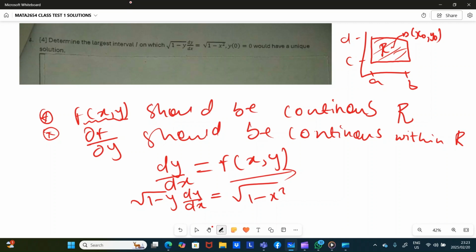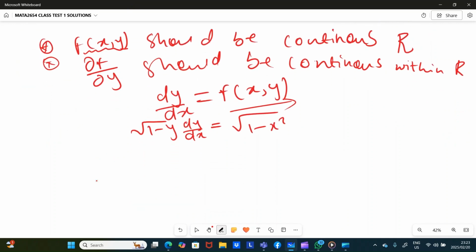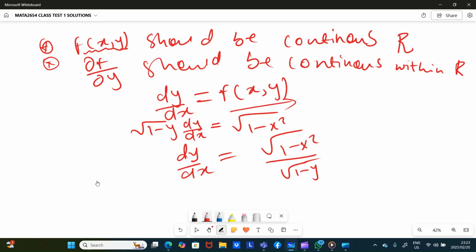Okay, so now using this, what are we going to get? We want to find our f of xy. That means we want to leave dy by dx by itself. We divide everything by root of 1 minus y. So we get dy by dx equals root of 1 minus x squared divided by root of 1 minus y, just like that. Let me highlight it with a different color. This one right there is what we call our f of xy.